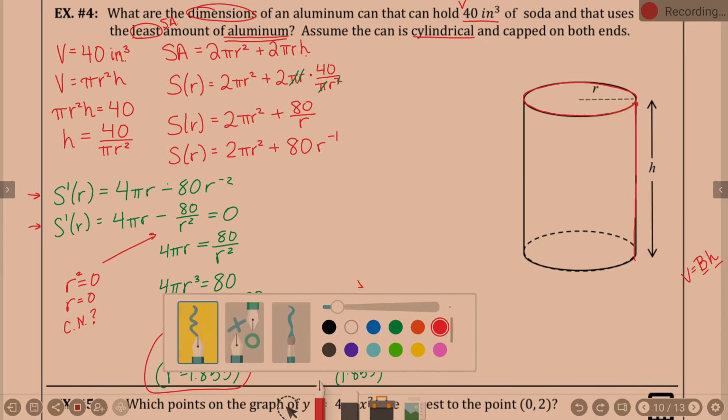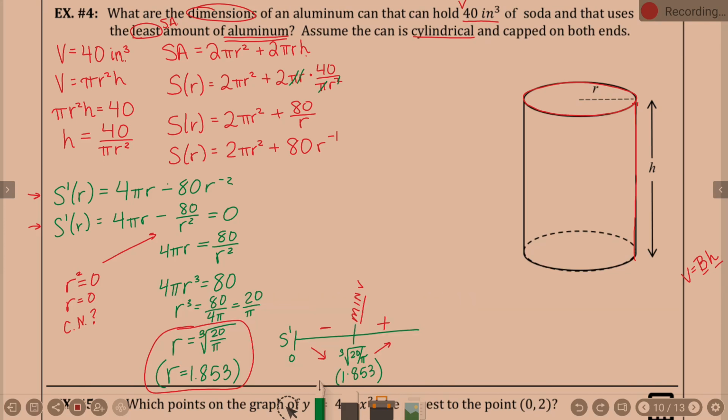How do we find height? Plug in R to an equation where you already have h equals, yes? H equals 40 over pi r squared is what we found earlier. Don't reinvent the wheel. Use the work you already did. So that means I'm doing h equals 40 over pi times the cube root of 20 over pi quantity squared. Don't use the decimal here.